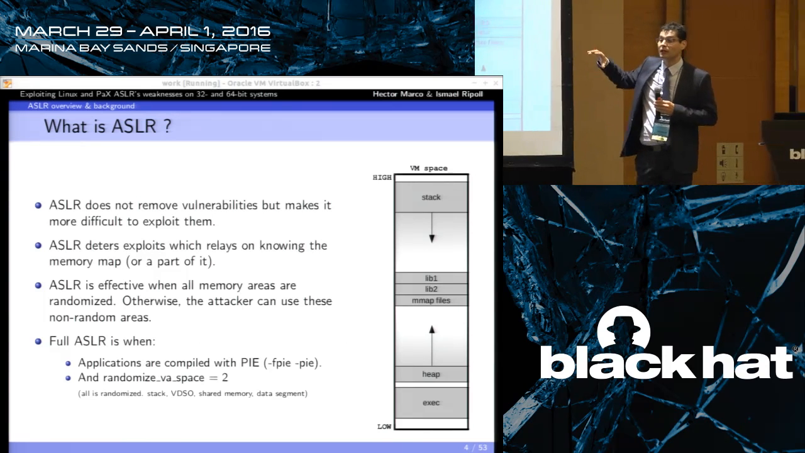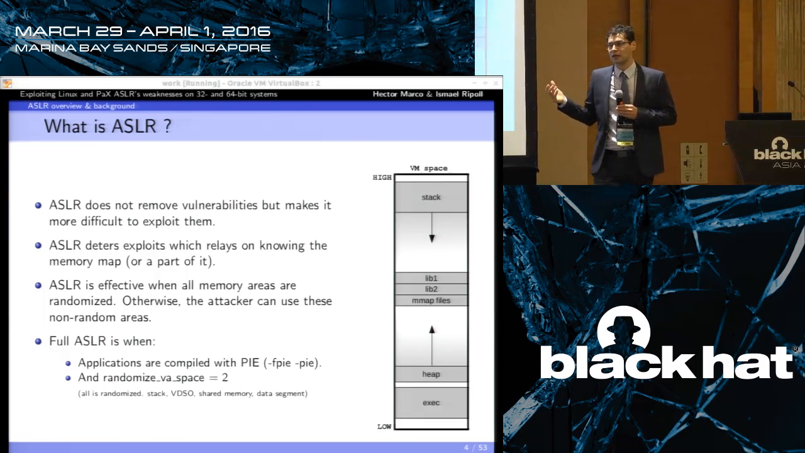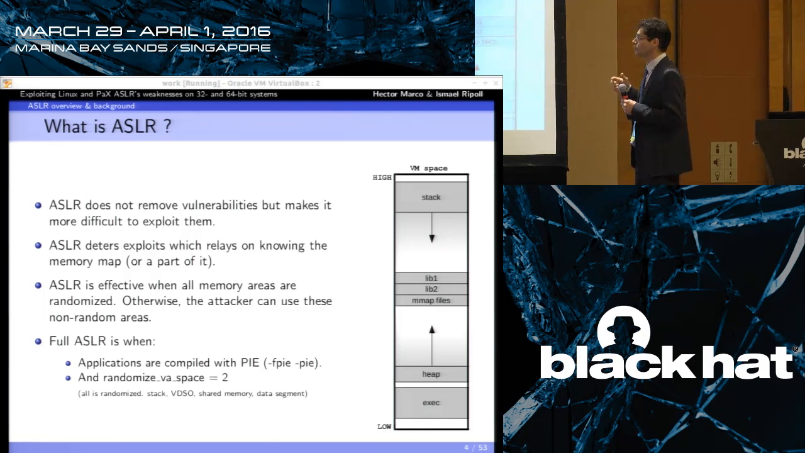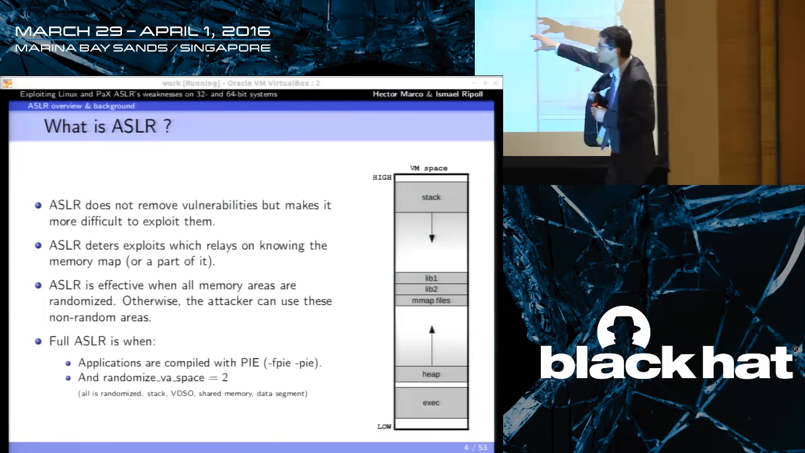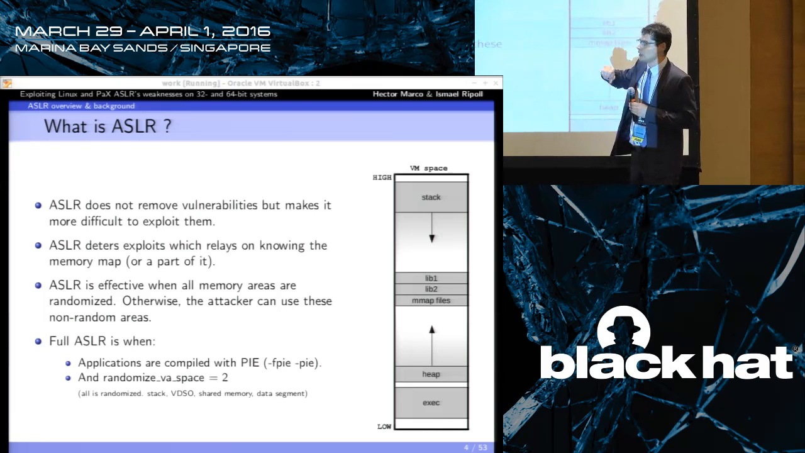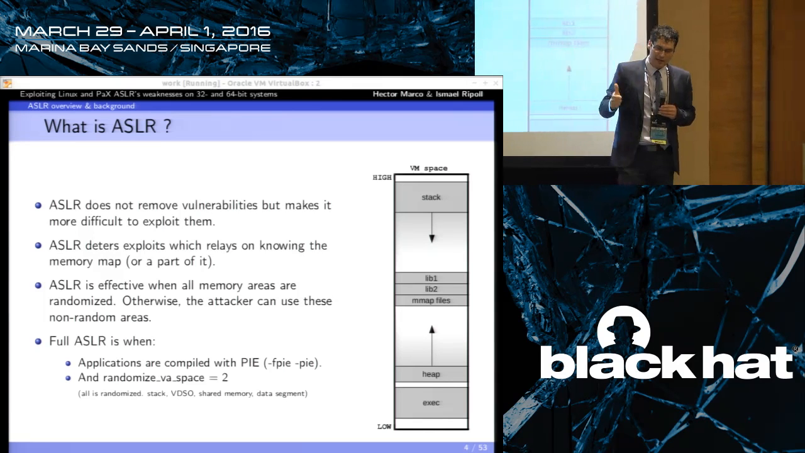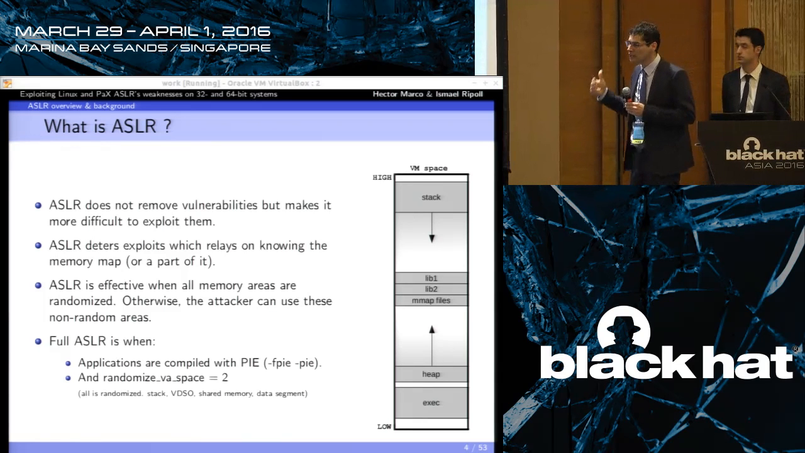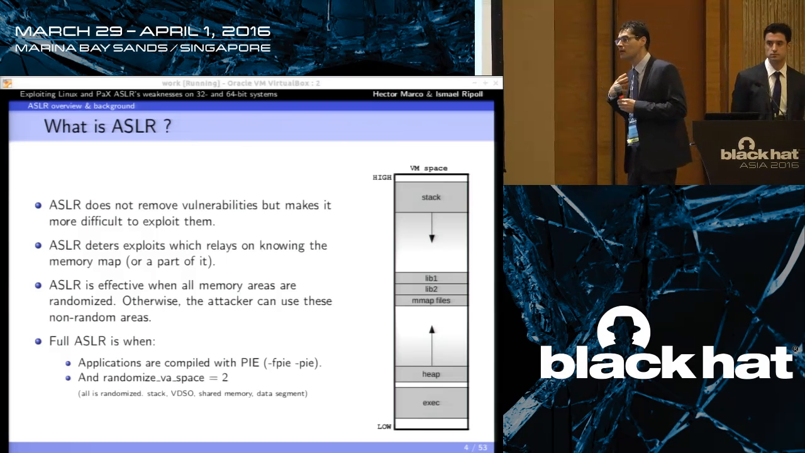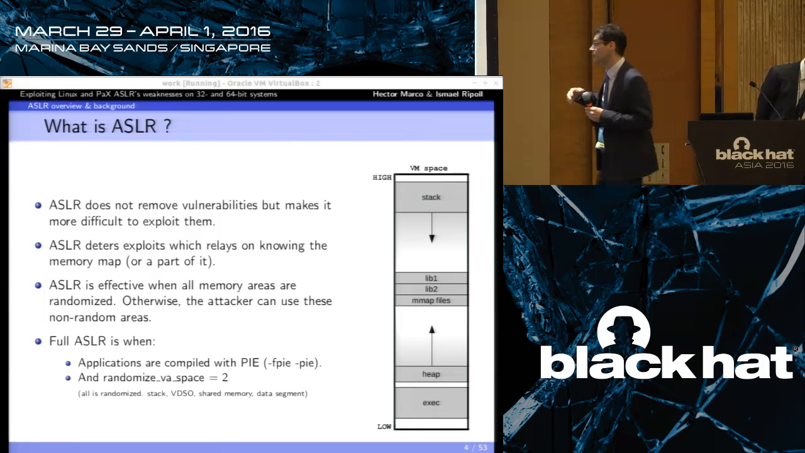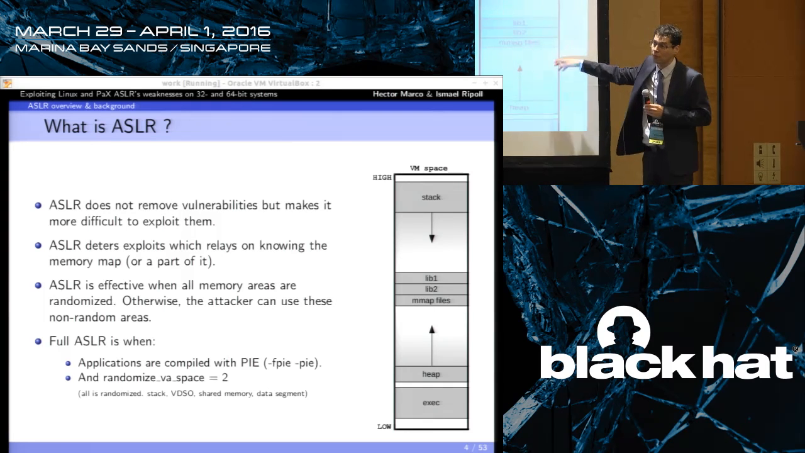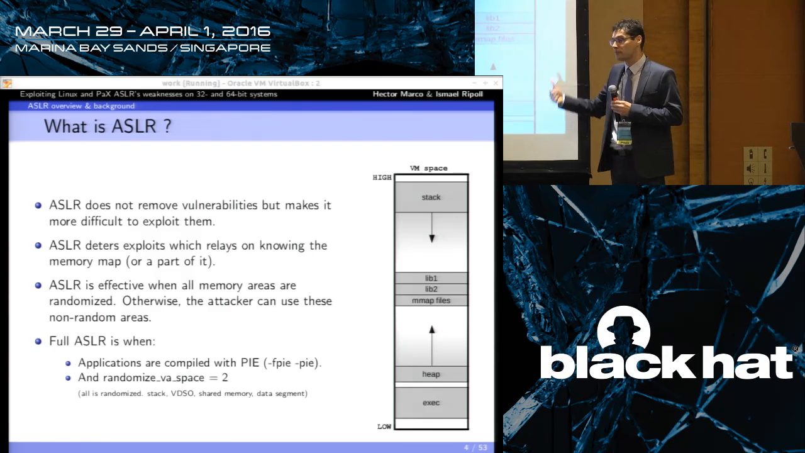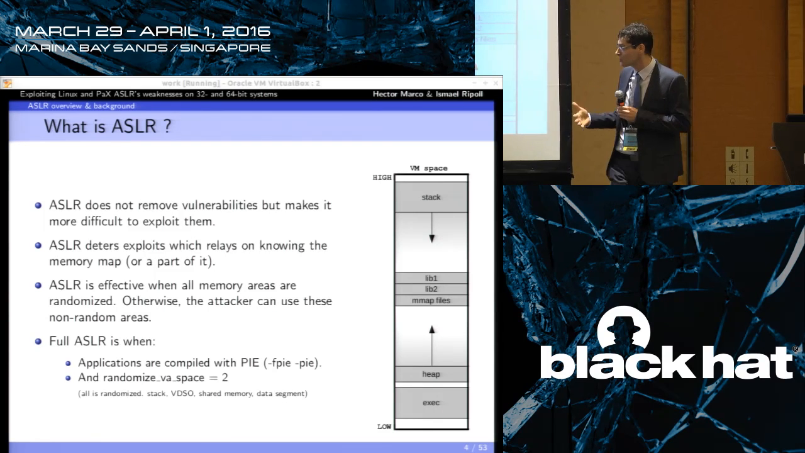ASLR is not a removal of bugs, but a prevention of exploiting bugs. Rather than removing vulnerabilities, you deter or make it more difficult to exploit them. Basically, ASLR, as its name says, address space layout randomization, is about randomizing, or making it harder for an attacker to know where my code is. Typically, the attacker needs to jump or execute using ROP, return to libc or whatever, and needs to know where my application is living, what addresses it is using.